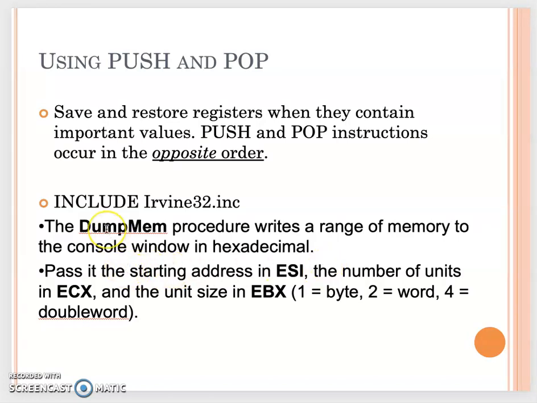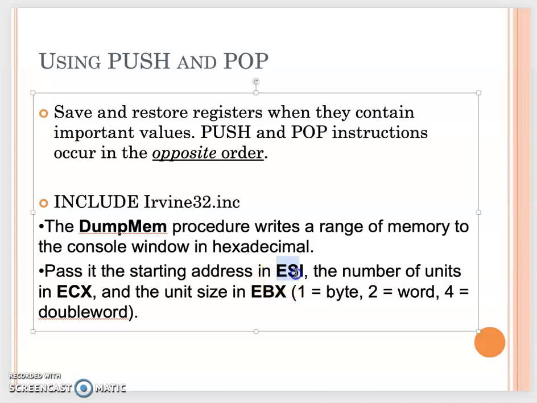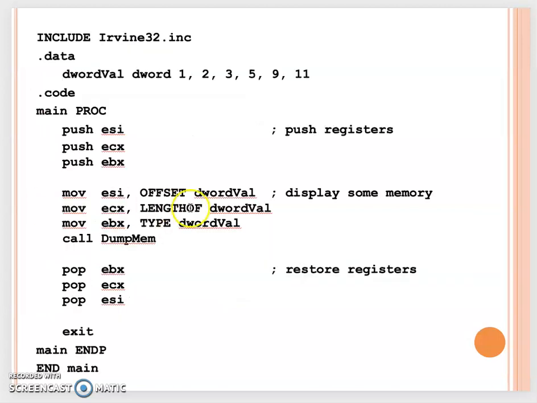So here, before you call DumpMem, it requires 3 registers. The first register is ESI, pointing to the beginning of the array. Then you have ECX, which passes the number of elements in the array. Then EBX, you just let it know the size of each element. So 1 is 1 byte, 2 is word, 4 is double word. So that's how it can display the values. So that's what we try to show you before you call your DumpMem.